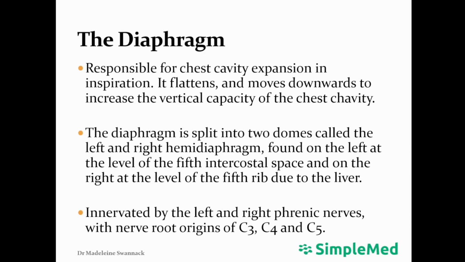The diaphragm is the main muscle responsible for chest cavity expansion during inspiration. The muscle is dome-shaped at rest, but during contraction it flattens with the muscle moving downwards, increasing the vertical diameter of the chest cavity. The diaphragm is split into a right and a left dome, or hemidiaphragm. The right sits at the level of the 5th rib, and the left at the level of the 5th intercostal space. The right dome is higher in comparison to the left, due to the liver pushing the right dome superiorly.